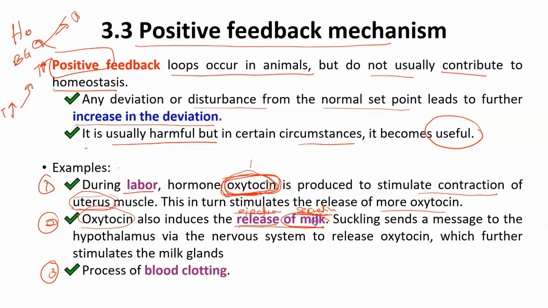Tapi ini adalah word yang you have to take note. If you put the wrong word, then your answer will be wrong. If you write produce milk, then your answer will be wrong, because you have another hormone which functions to produce the milk. The hormone that produces the milk is prolactin.